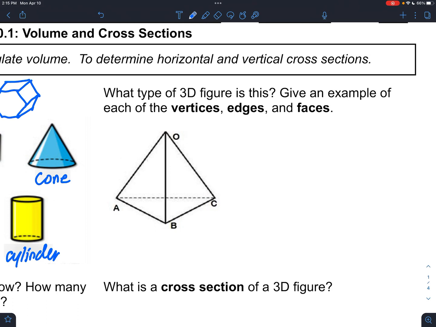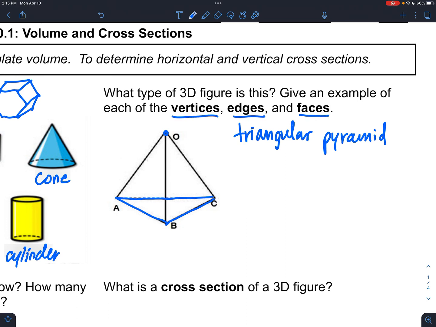Okay, so this shape here, it is a pyramid because it meets at a point at the top, and the base is a triangle. So this is a triangular pyramid. And let's define what a vertex is, an edge, and a face. So a vertex is a point that the solid makes. So in this picture, there's 1, 2, 3, and 4. And an example is like point O.